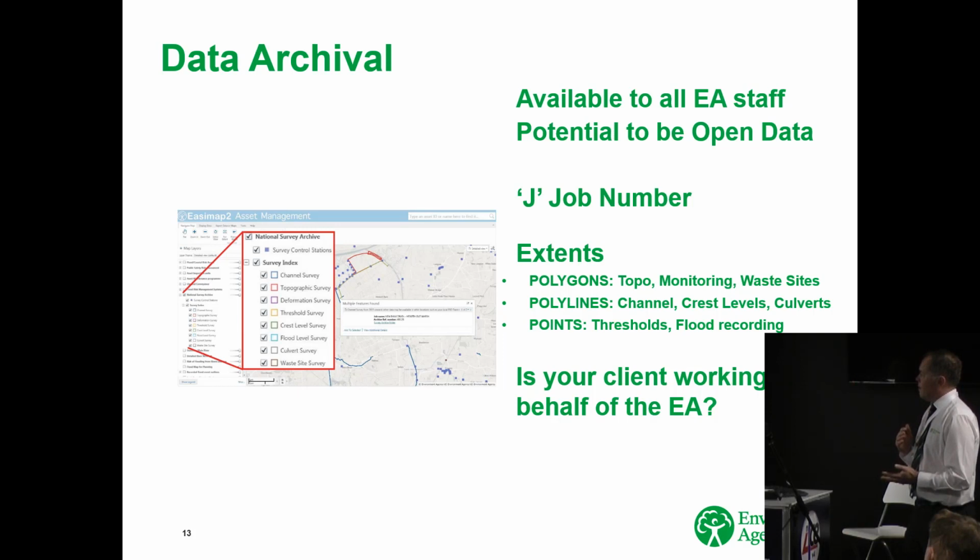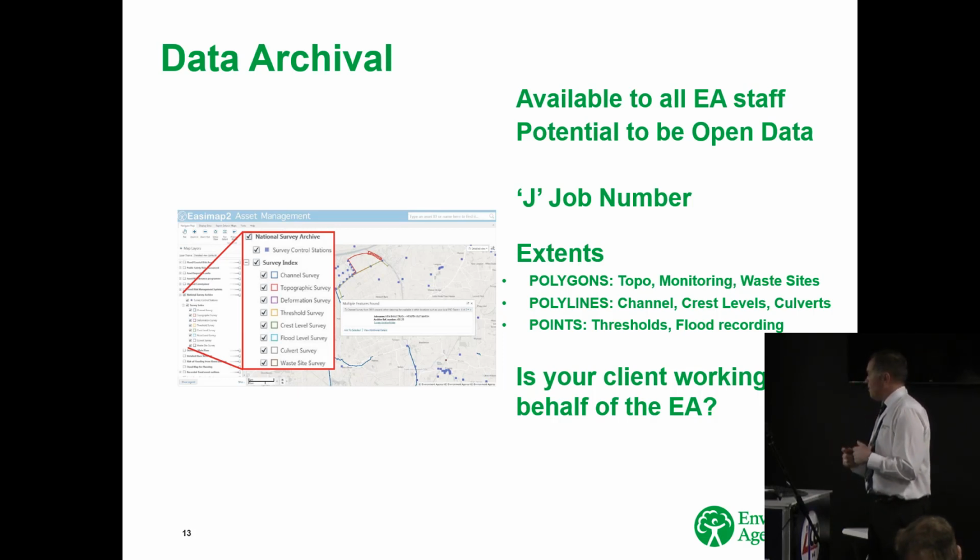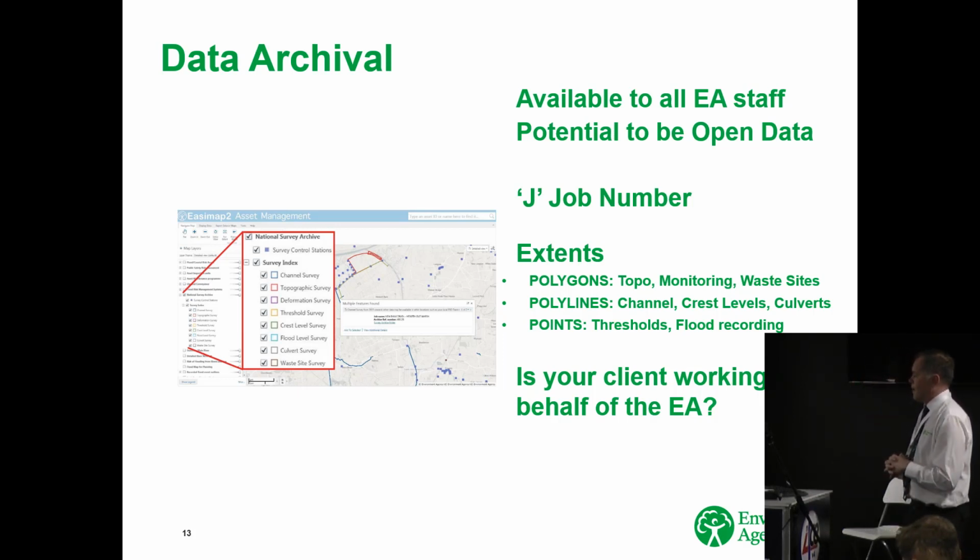So the survey extents, having that delivered with the job helps us archive the data, because that's then used by our evidence and delivery team to archive the data. That's then stored on a server, soon to be going on the cloud, I think. It means that anybody within the EA can use that data.